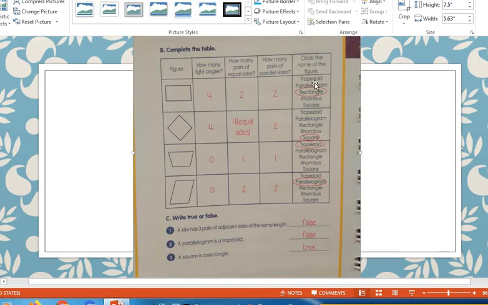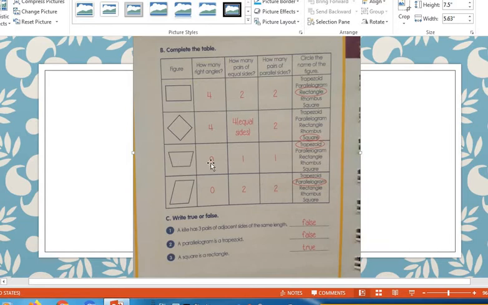Circle the name of the figure. This is what? Of course, it's a rectangle. Here I have 4 right angles, 4 equal sides. It may be a square, right? It's a square.